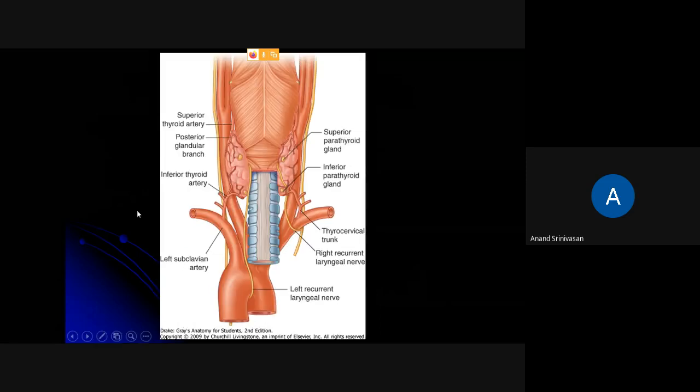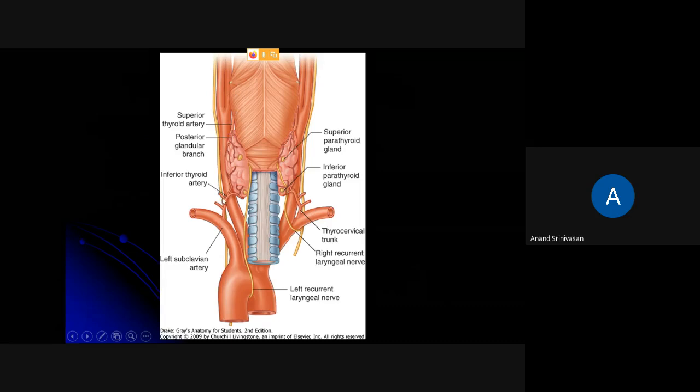Here you can see the thyroid gland, and here you can see the superior thyroid artery. The superior thyroid artery is arising from the external carotid artery. You can see this is the common carotid artery, which divides into the internal carotid and external carotid. So the superior thyroid artery arises from the external carotid artery.